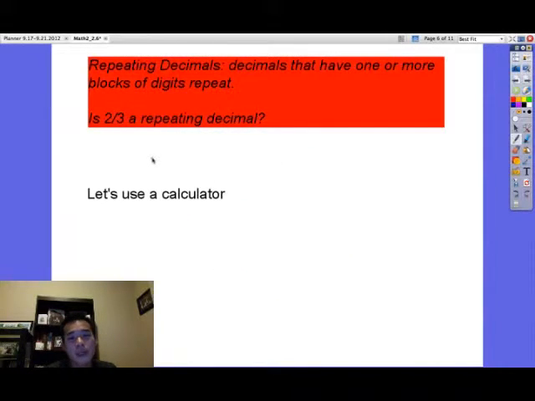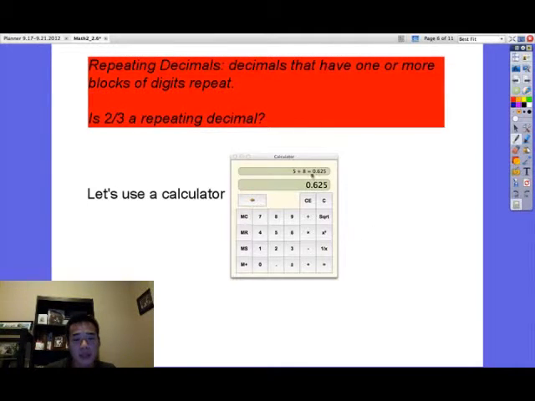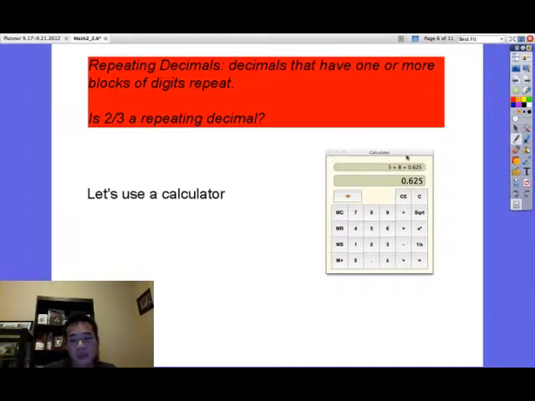So repeating decimals are decimals that have one or more blocks of digits that repeat. Is 2/3 a repeating decimal? Well, let's use our calculator and see. Again, to convert the fraction 2/3 into a decimal, you divide the numerator by the denominator, so you're dividing 2 by 3. Remember, this is also a division problem, numerator over denominator.